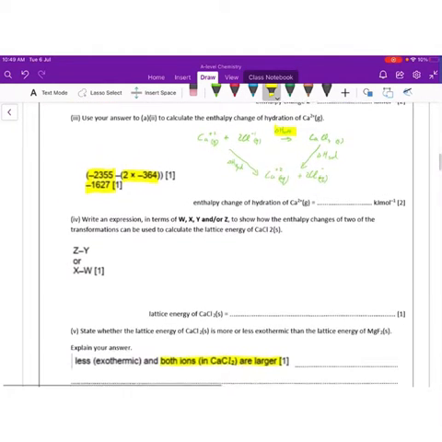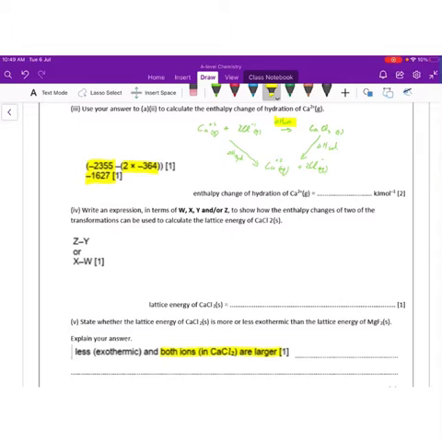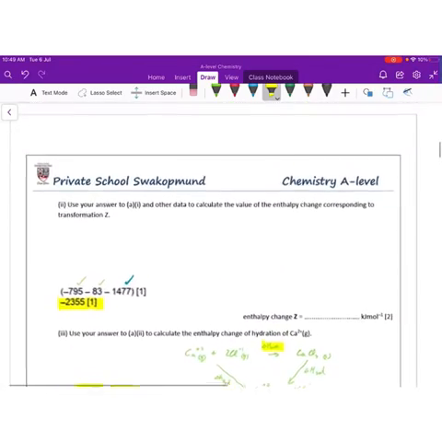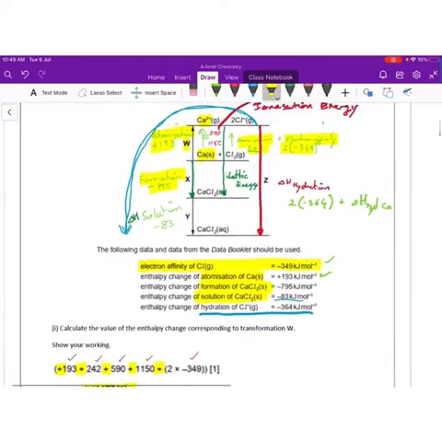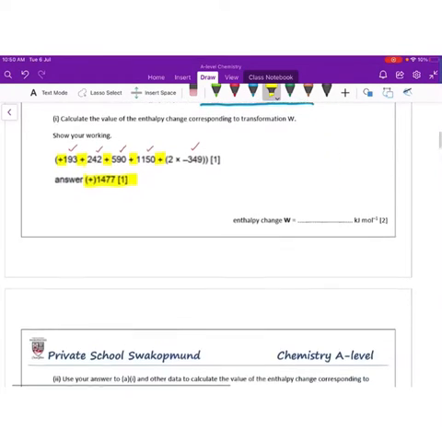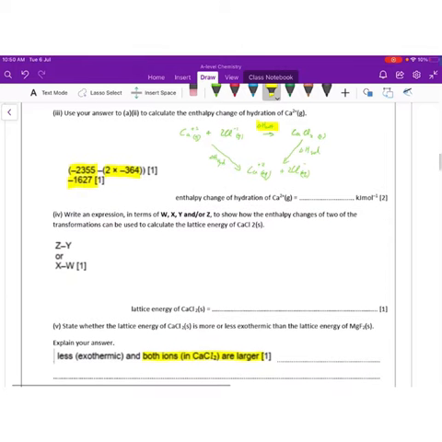I'll write an expression in terms of W, X, Y, and or Z to show the enthalpy changes for the transformation for lattice energy. Luckily, we know our definitions, and we know that enthalpy change for lattice is this one. So we can say it is Z minus Y. That's going to be the easiest one. Z minus Y.